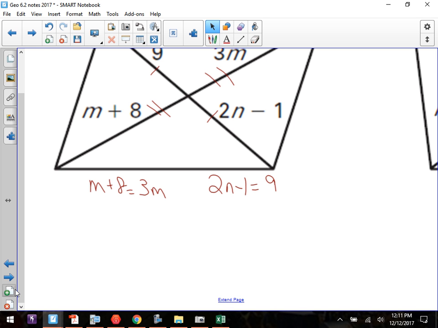M plus 8 is 3m. What do you do first? And you get 2. So what's m? Good. And then on the other one, what do you do? Add 1, and then divide by 2. What do you get? A lot of you guys probably could have looked at that and said, oh, that's going to be 5. And if you can, great. I don't care. Write it down. It's fine. There's nothing wrong with that. Perfectly fine.